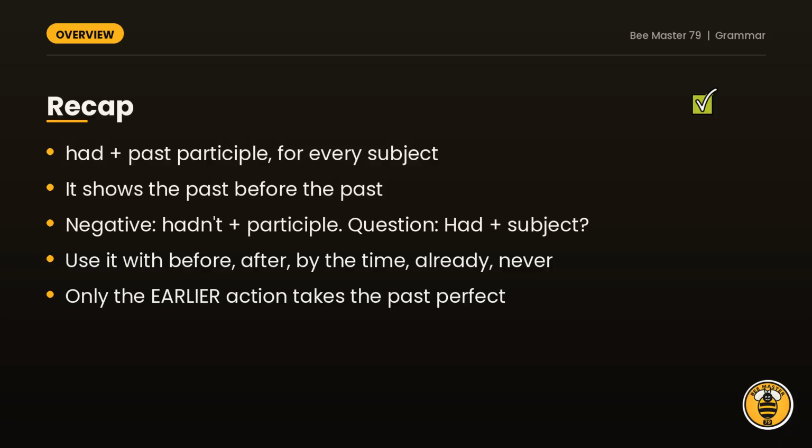Let us recap the 5 things to remember. 1. Had plus the past participle for every subject. 2. It shows the past before the past. 3. Negative is hadn't plus the participle, and questions start with had. 4. Watch for before, after, by the time, already and never. And 5. Only the earlier action takes the past perfect.